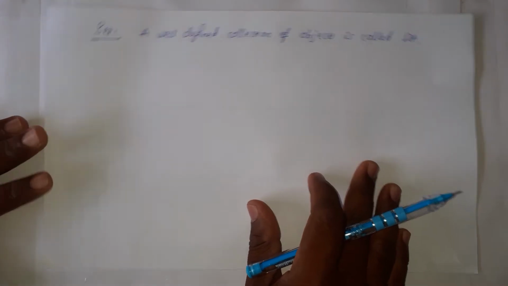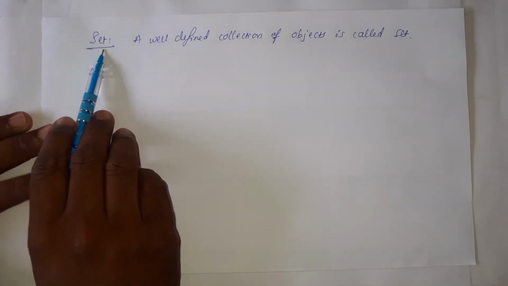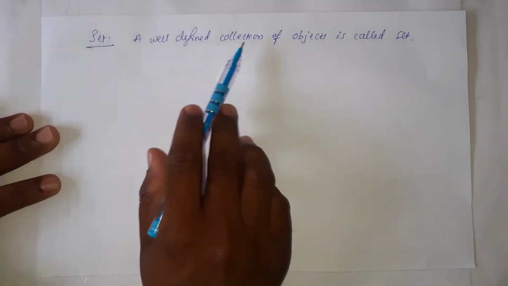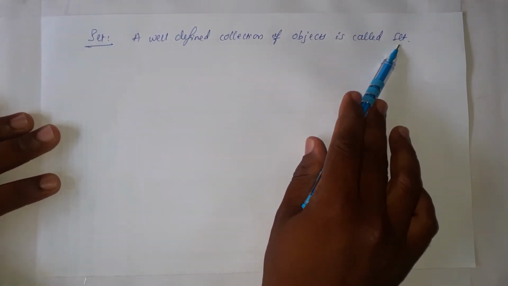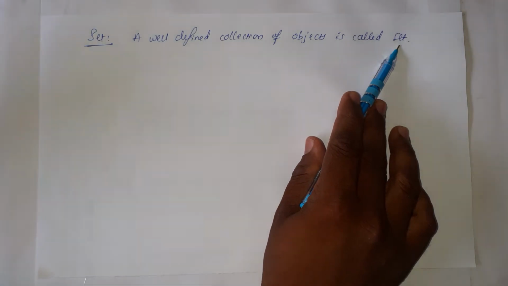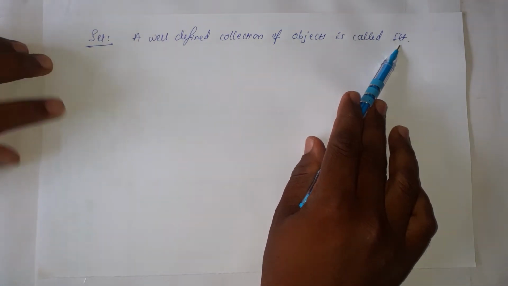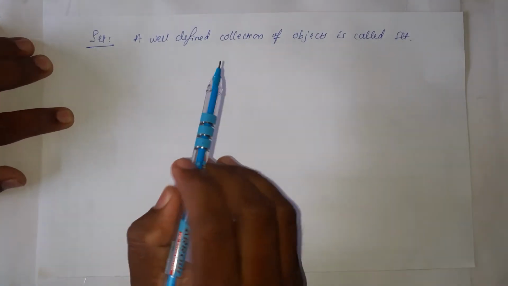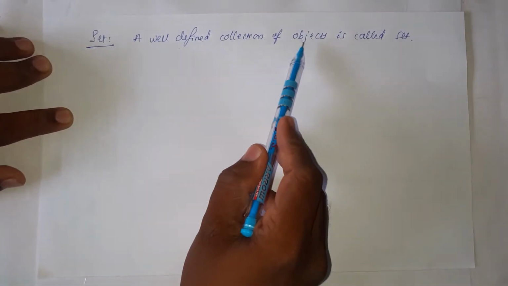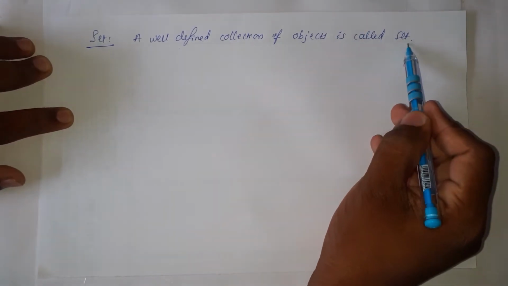Before going to start group, let us discuss some fundamental definitions required for group theory. So the first definition is set. A well defined collection of objects is called set. To define group, we need the definition of set. Here set is a collection which is well defined. Therefore a well defined collection of objects is called set.